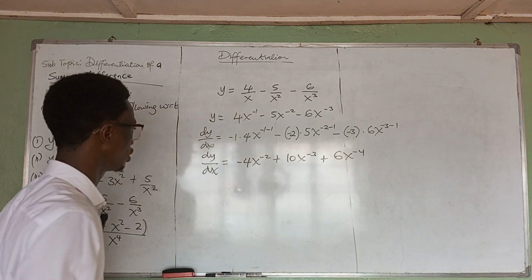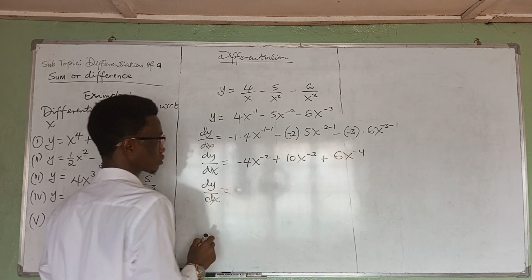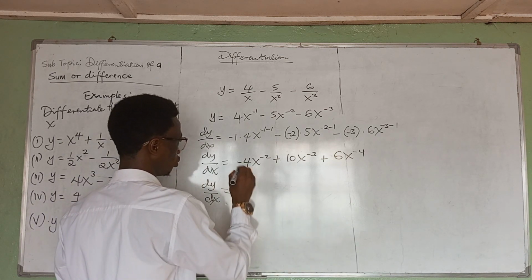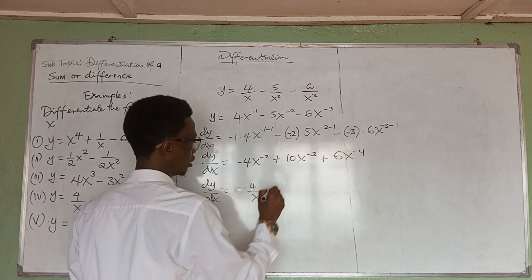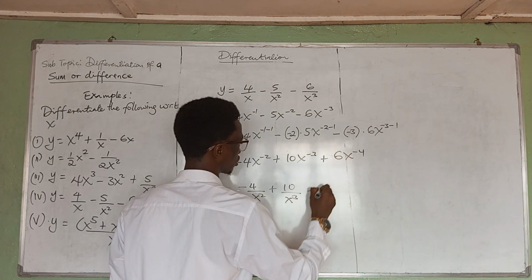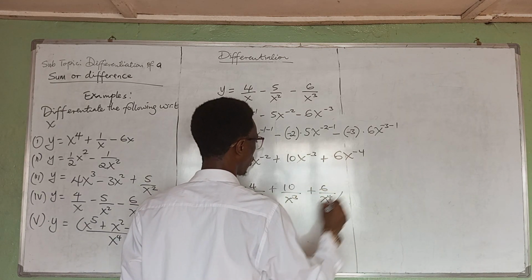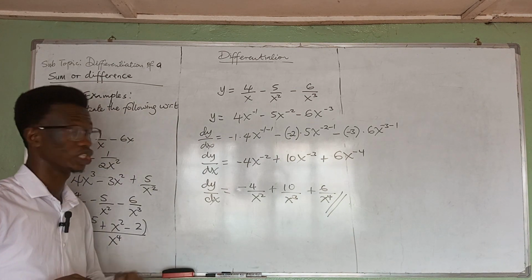Now all you need to do is just to arrange them. So if you want to, you can just write, this becomes minus 4 over x squared plus 10 over x cubed plus 6 over x raised to the power 4. Okay, so that's your answer to this problem.